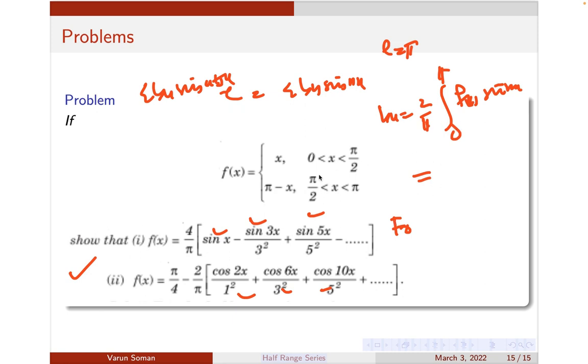Okay. Similarly, you can also go for Fourier cosine series also. Just straightforward computation, nothing new is there. All these types of problems are already done in your Fourier series expansion.